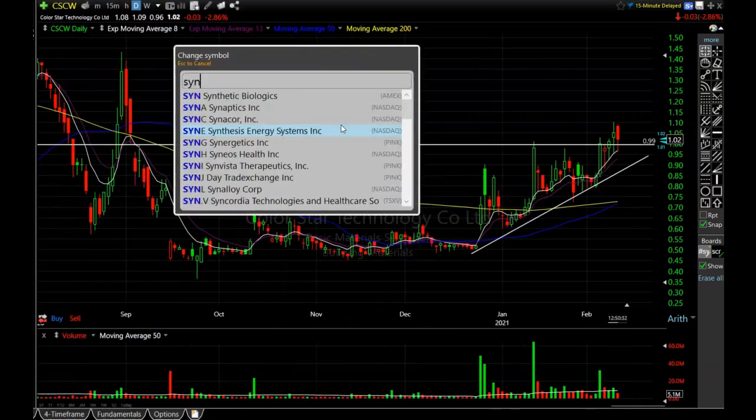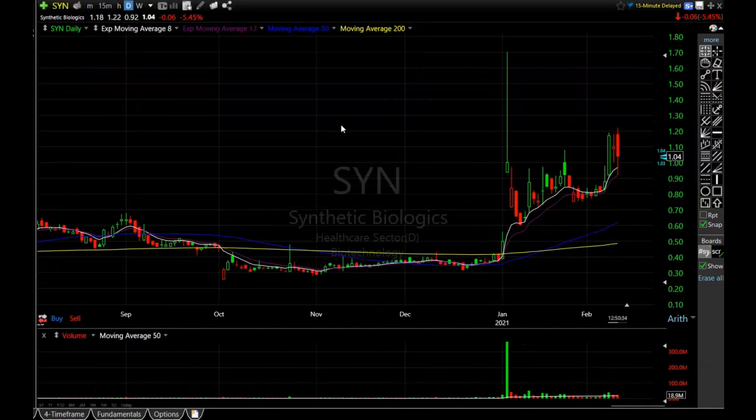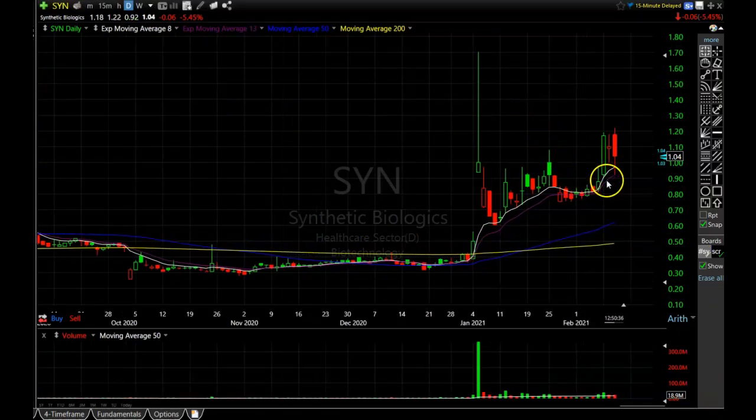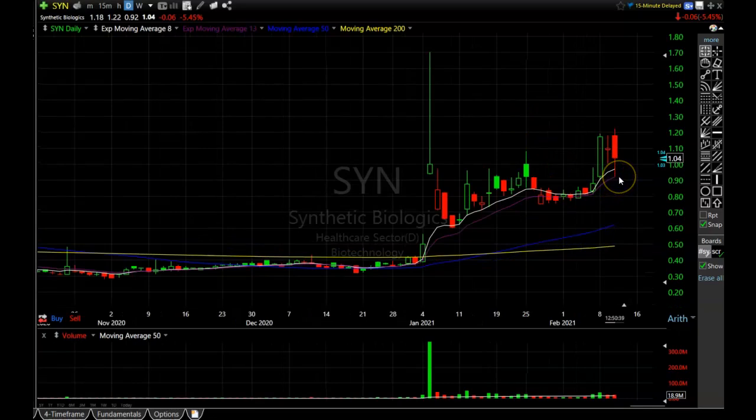Another one that I have is SYN. SYN actually broke through and found support at the 21-period exponential moving average and immediately jumped back up. I would have loved to have added some more of this one when it got to the 21-period exponential moving average, but it all just happened so fast.